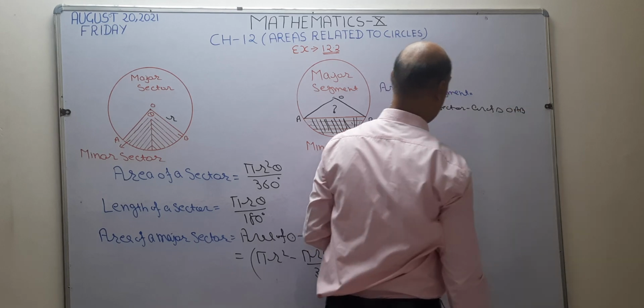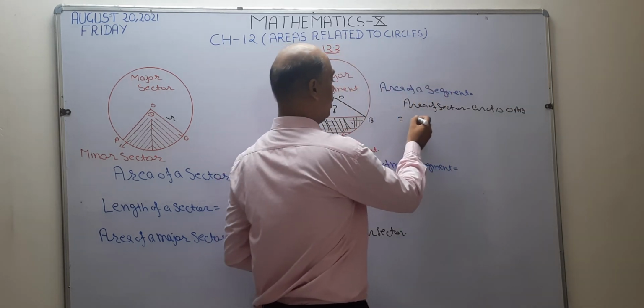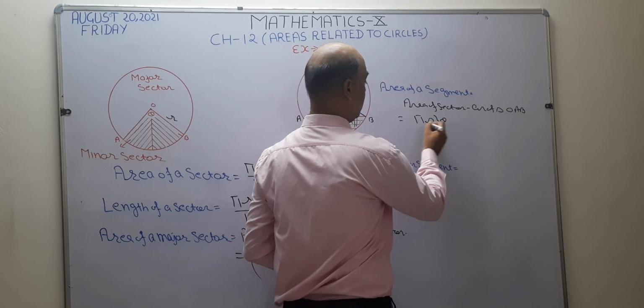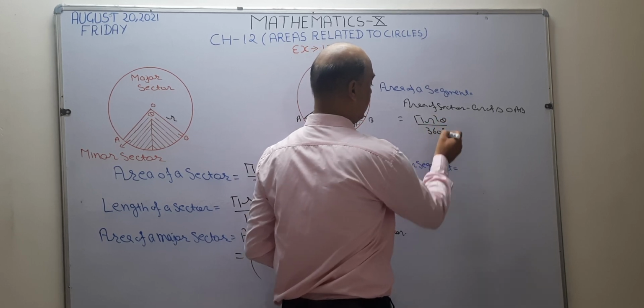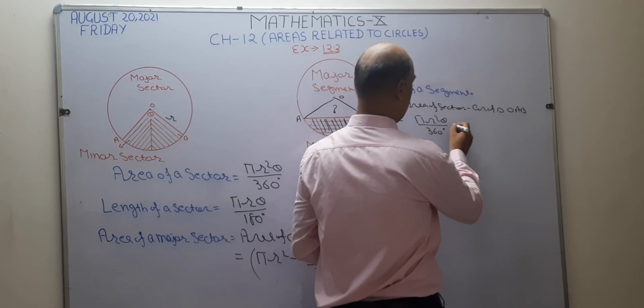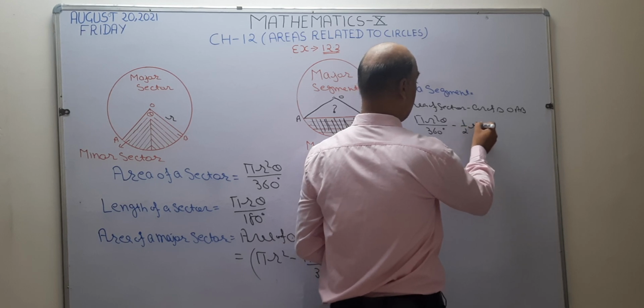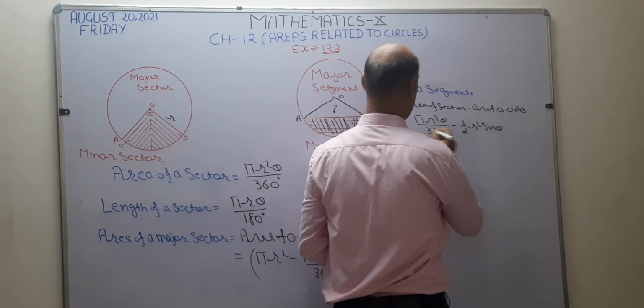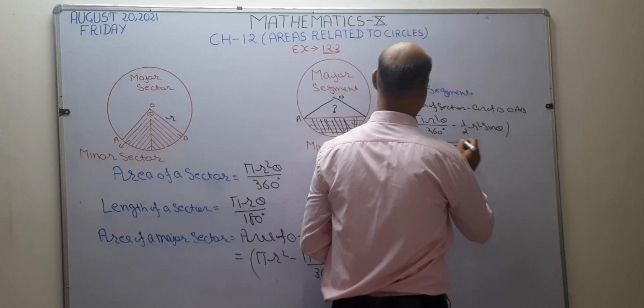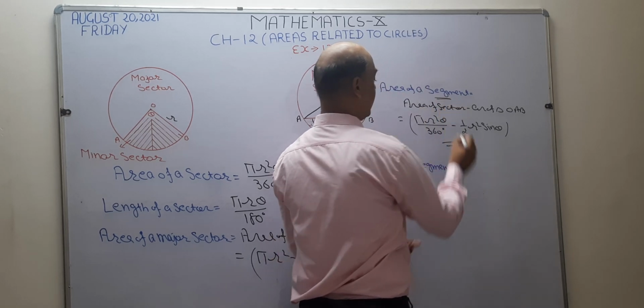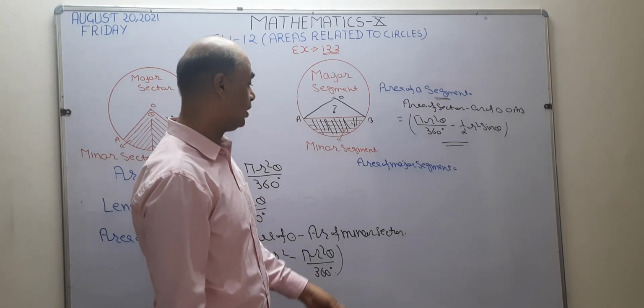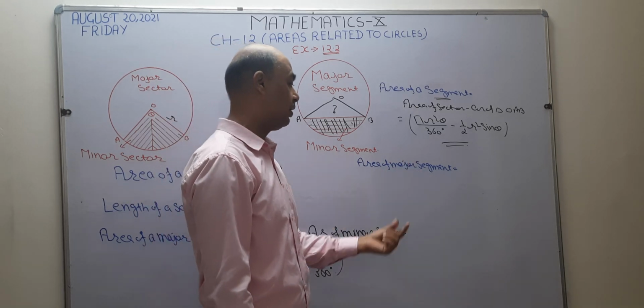OAB. How do you find the area of sector? You know, pi r square theta upon 360 degree. And for area of triangle, I want to use the formula 1/2 r square into sin theta. By using this formula, I want to find the area of minor segment. Is it clear? Now next one is area of major segment.